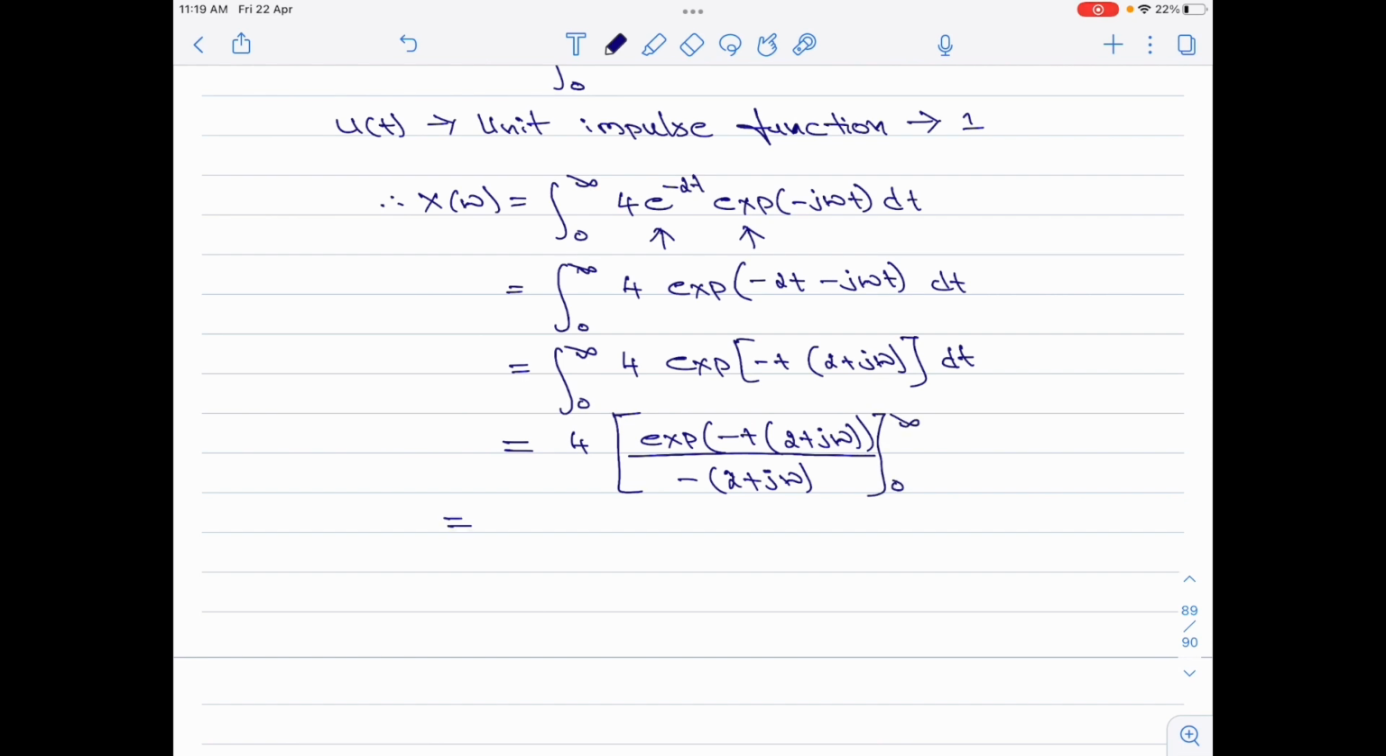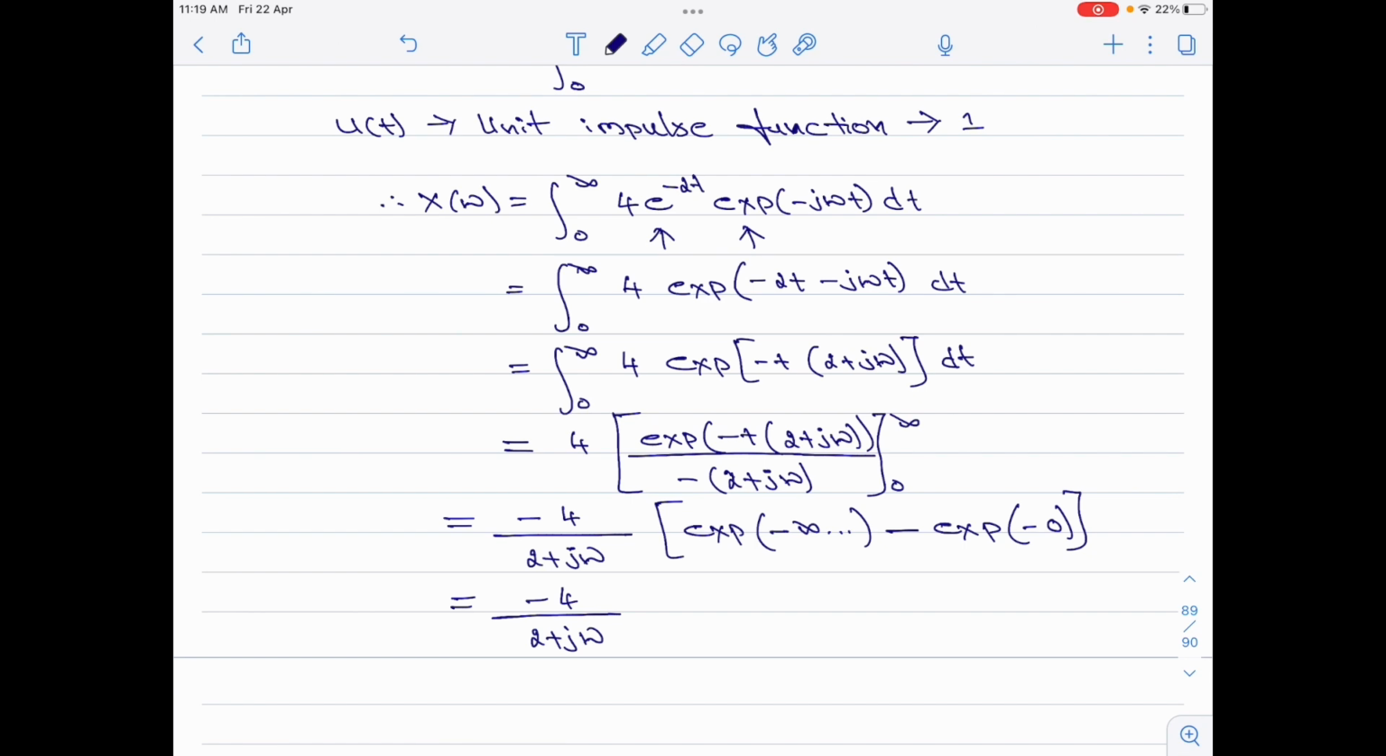So, let us now apply the limits. This would be minus 4 divided by 2 plus j omega, and this would be exponential of the upper limit minus infinity minus exponential of minus 0. So, this is equal to minus 4 divided by 2 plus j omega into exponential of minus infinity is 0, minus of exponential of 0 is 1. Therefore, the value of x of omega is equal to 4 divided by 2 plus j omega. Let me call this equation 2.